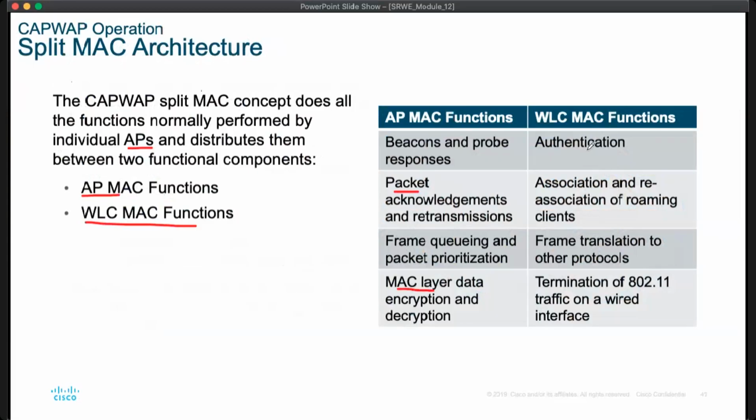And then the wireless LAN controller MAC function has the authentication function, association and reassociation of roaming clients, frame translation to other protocols, and termination of 802.11 traffic on a wired interface. These are the functions for both architectures.